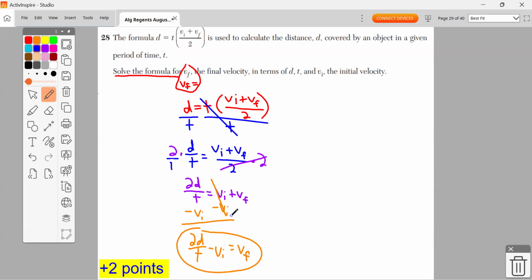I want to get rid of the vi because I want to get this vf, v sub f, all by itself. So minus vi, minus vi. It's that whole thing minus vi equals vf.